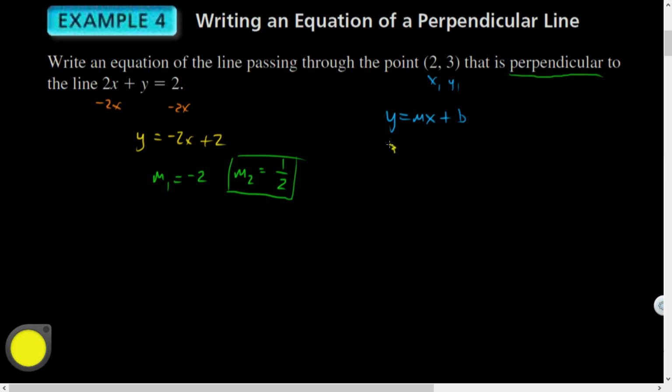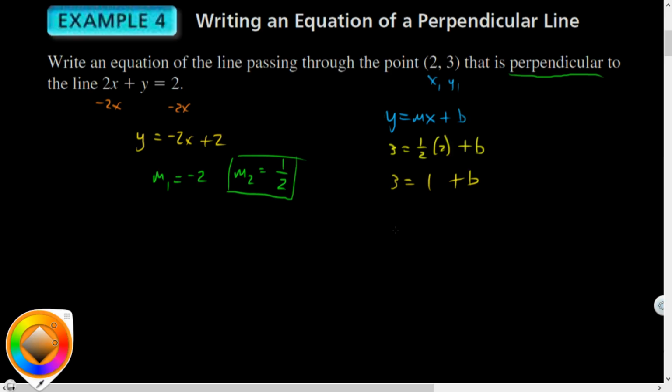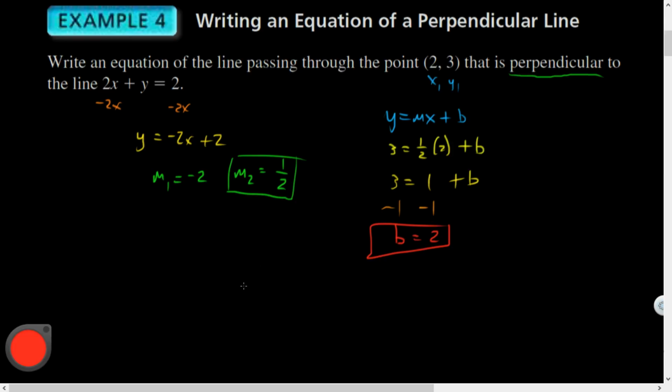And so I'll have 3 equals 1/2 of 2 plus b. Let's simplify that. 3 equals half of 2 is 1, and then subtract the 1 from both sides. Good old solving. So I got b equals 2. And so the equation of our line is going to be y equals 1/2 x plus 2.